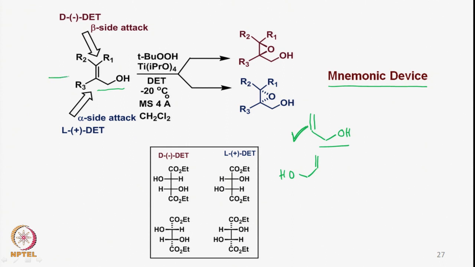So this is how it is shown here. If we have an allylic alcohol with a double bond like this and OH with the appropriate substituents, and we orient it in such a fashion, then if we use L plus DET, the epoxidation occurs from the lower side, that is the alpha side. This is the alpha oriented epoxide. That means the oxygen comes to the double bond from the alpha side. But if we take D minus diethyl tartarate, then the epoxidation takes place from the beta side, and the product formed looks like this. So these are basically enantiomers of each other.